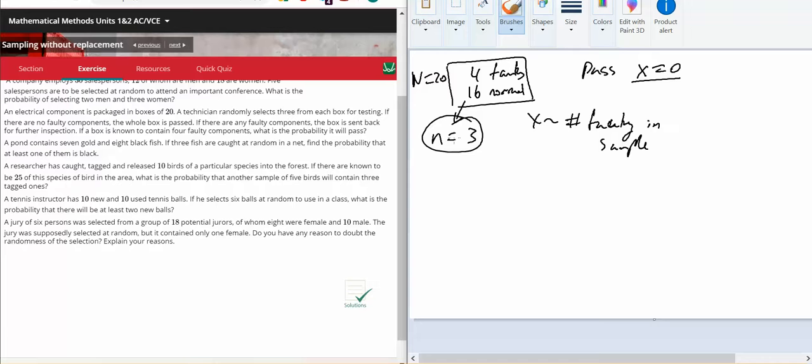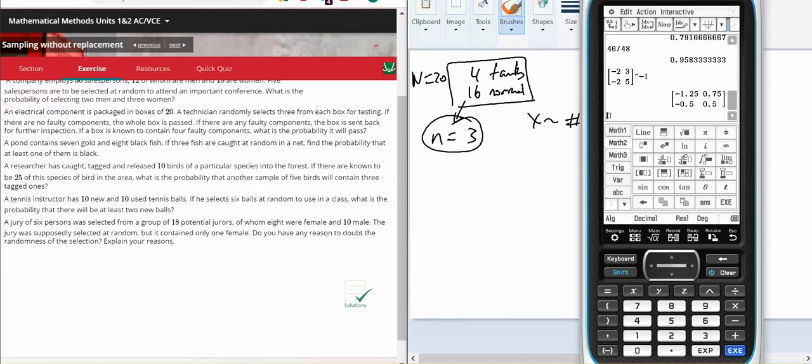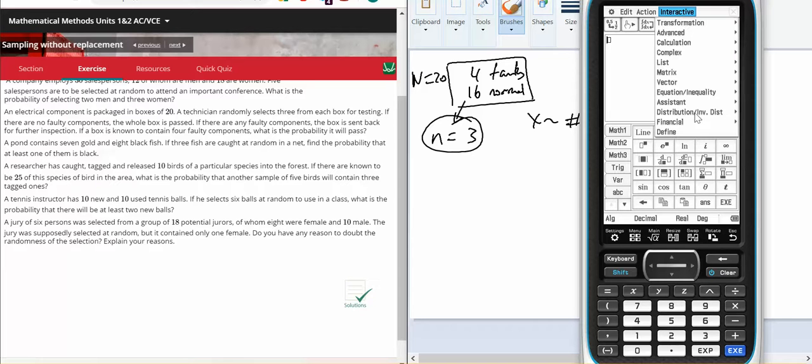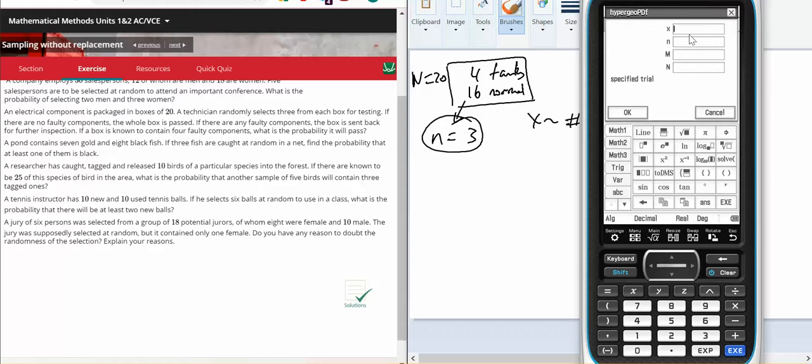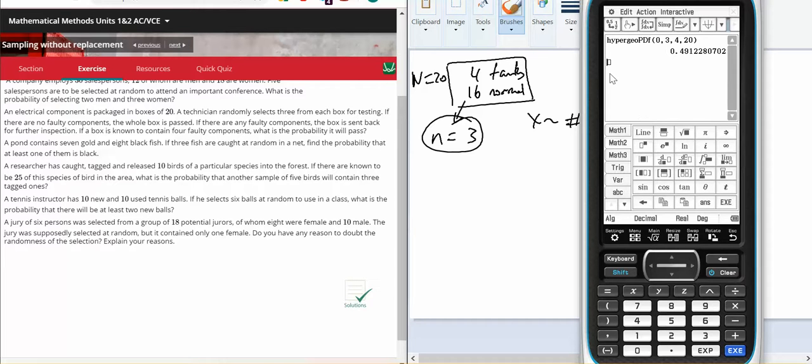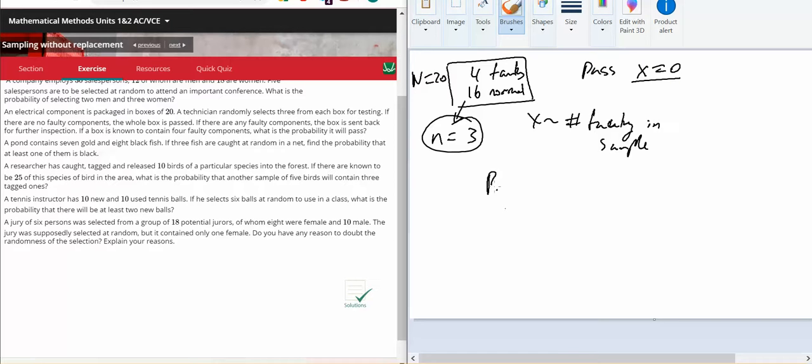So all you need to do is go to your calculator, go interactive, distribution, discrete, hypergeometric PDF. So we want our X to be 0, we want no faulty components, our sample's 3, our defective in the original population is 4, and our overall population is 20. So I click OK, and I get 0.49122. So the probability of X equals 0 is 0.49122.